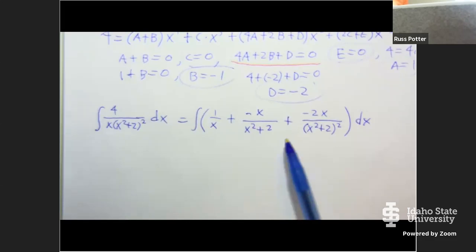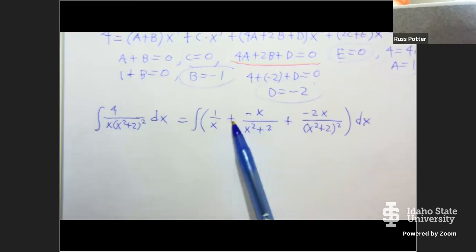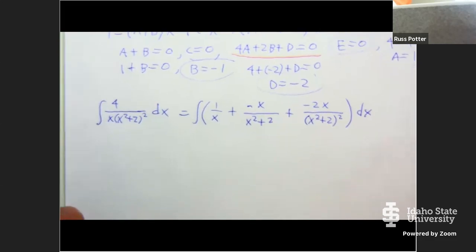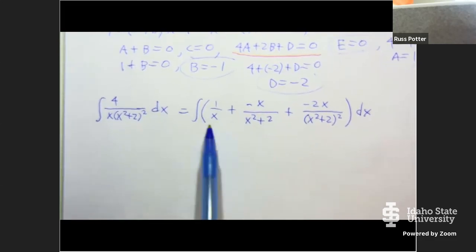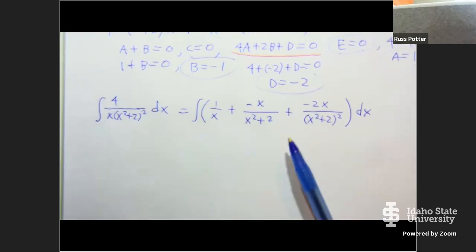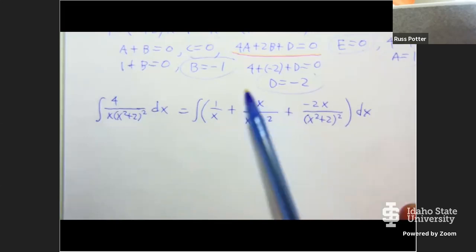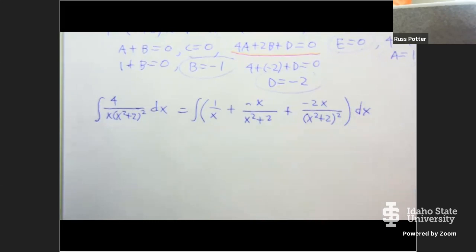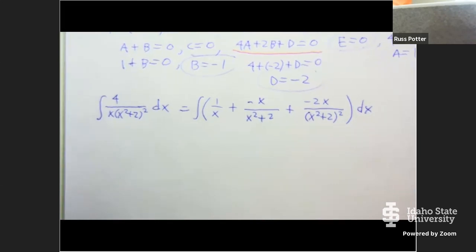I could have made it more nice if I had written minus x over x squared plus 2. But we're okay. So we know how to compute the antiderivative of 1 over x. That's the natural log of x. We're going to use u substitution for each of those. So it looks like we don't need any trig substitution this time.